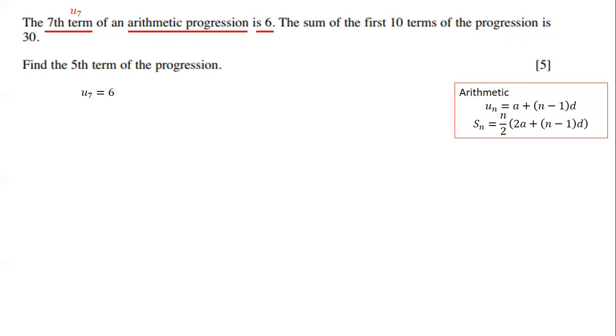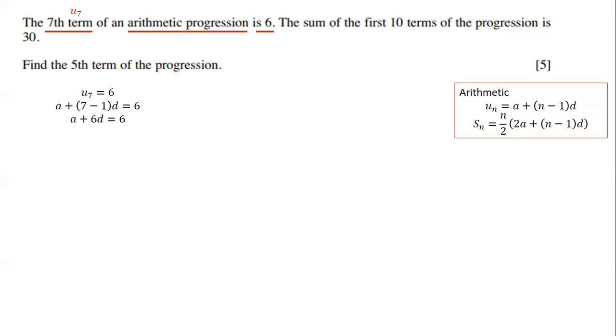But if I look at my box to the right, I have a formula for U7. It's a plus 7 minus 1 d, which I can simplify to a plus 6d. So I get an equation, a plus 6d equals 6. I can't do anything else, so I'll carry on reading the question now.